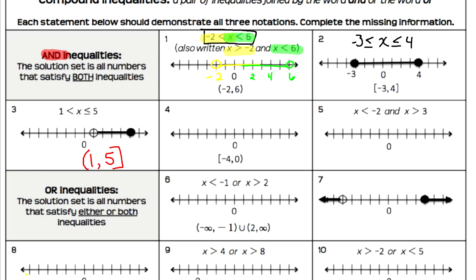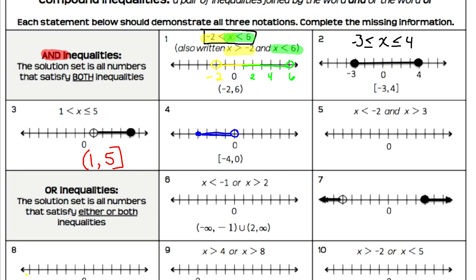Number 4. In number 4, we can just see the interval notation. So I can see that my solution set is going from -4. So I'm going to count over -1, 2, 3, 4. It's a bracket, so it needs to be a closed dot at -4. And then it needs to be an open dot at 0. And the solution is the numbers between those two.